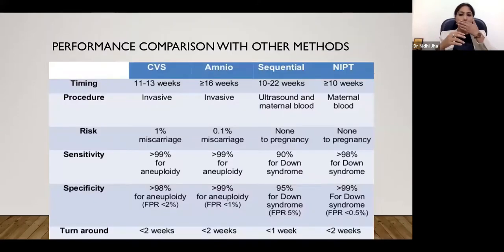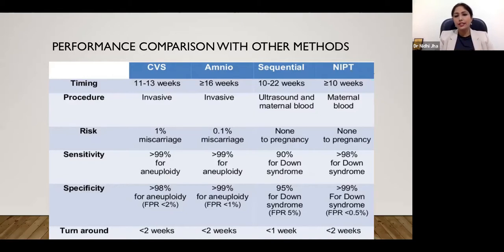So how do you compare? I'll be comparing NIPT with these other invasive and non-invasive methods. The timing of chorionic villus sampling is 11 to 13 weeks. Amnio is more than 16 weeks. Sequential is 10 to 22 weeks. And NIPT, as I have already said.